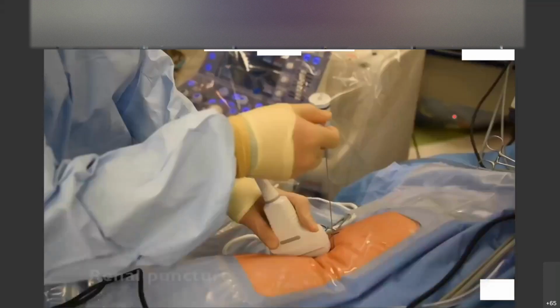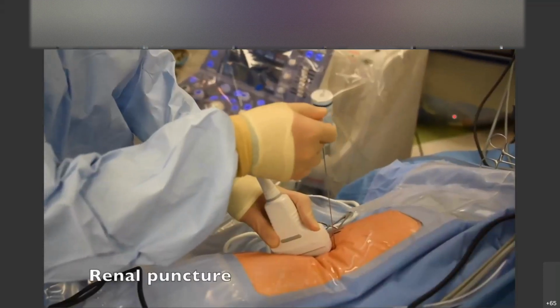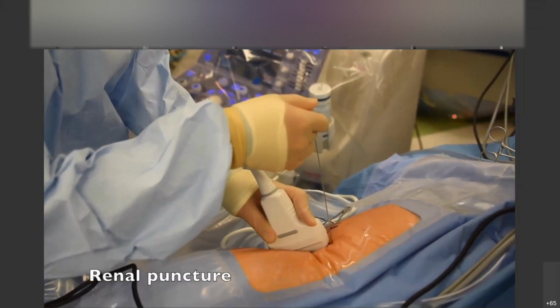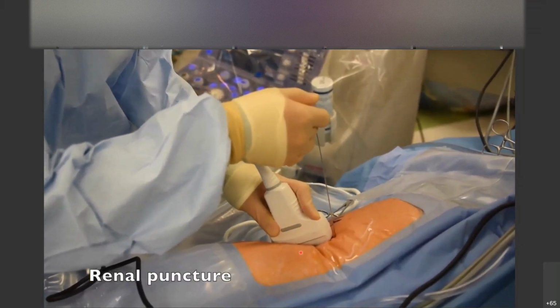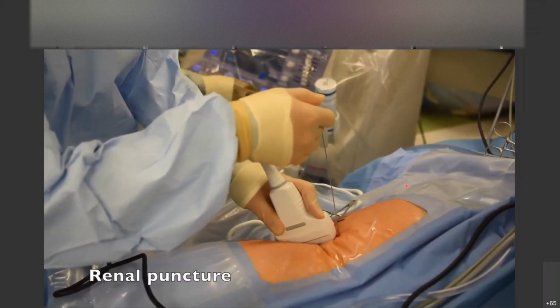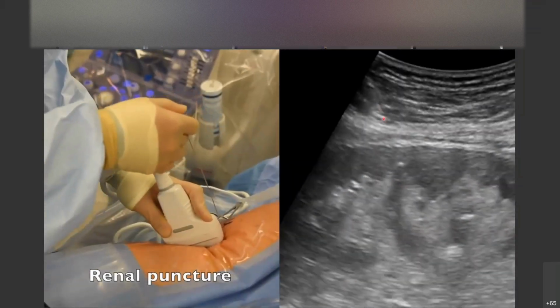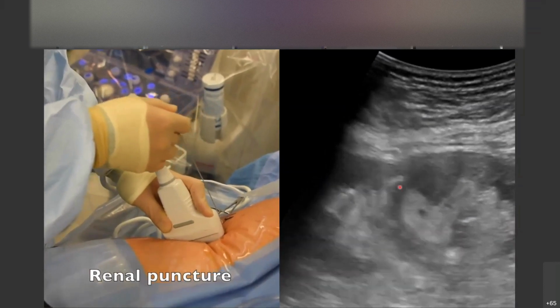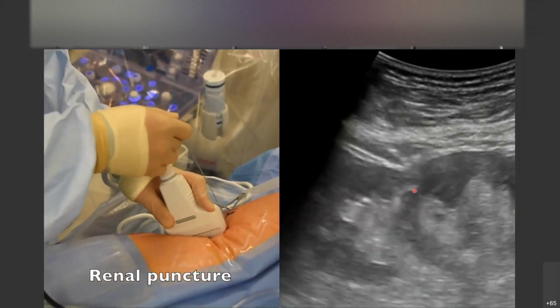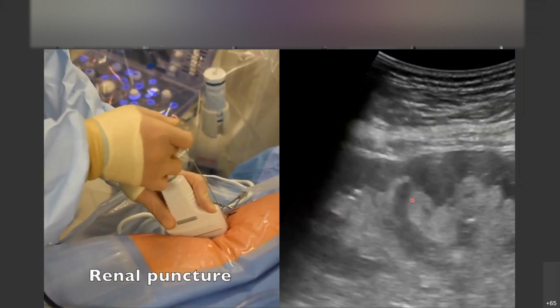Here we're demonstrating longitudinal approach for an upper pole puncture. So get the needle right on that dot. You see the little dot in the middle here that signifies the center of the probe. You orient that visually, and then you can see your needle here. You keep your target in place. You advance your needle until you're confident that you're through the parenchyma.